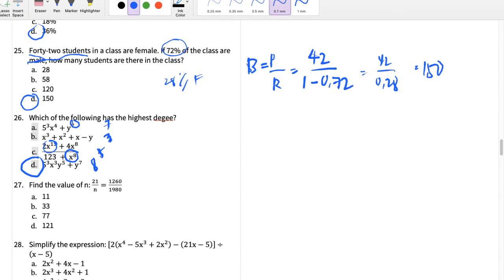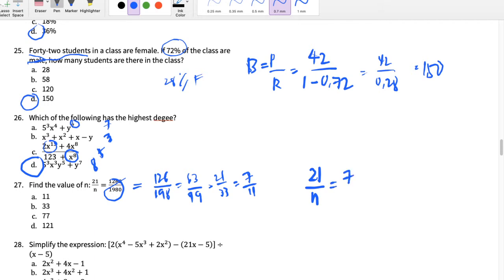Okay, so what I'm going to do first is simplify this, since they are equal, right? So we can simplify this one. Let's remove a 0: 126 over 198. Divisible sila pareho by 2, 63 over 99. Divisible sila pareho by 3, that's equal to 21 over 33. Divisible sila pareho by 3 ulit, so that's 7 over 11. Okay? Kanya-kanya na lang way on how to simplify, pero inisa-isa ko dito. So 21 over n is equal to 7 over 11.